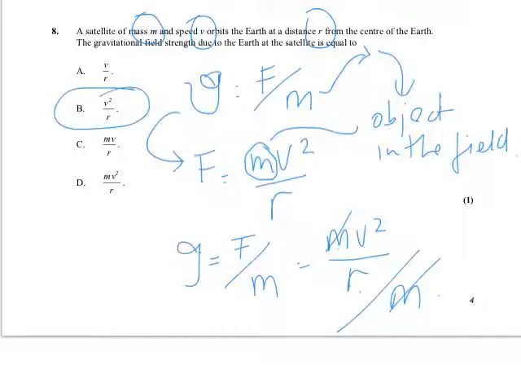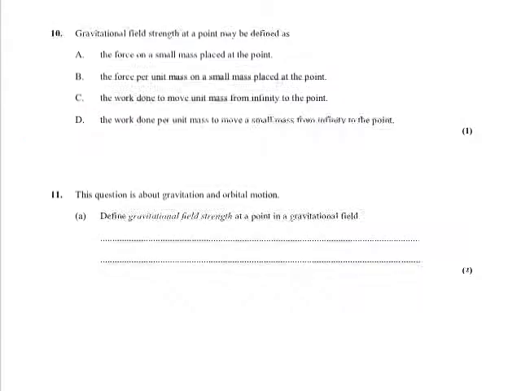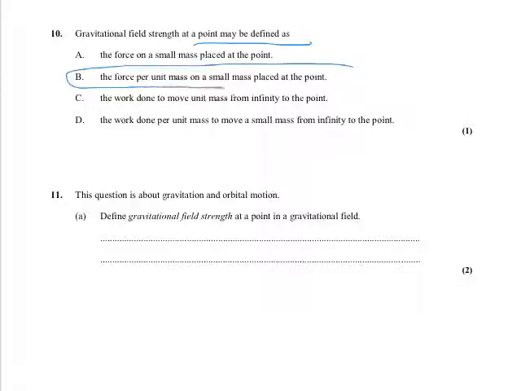This is exactly the same as the previous question, but now using circular motion, because this, as you hopefully remember, is acceleration due to gravity. The acceleration towards the centre of an object that's moving in a circle. The gravitational field strength at a point, it may be defined as, and this is just a definition question, the force per unit mass on a small mass placed at a point. Okay, and this, funny enough, is the answer to this question. So it's really, really worth learning these definitions off by heart.